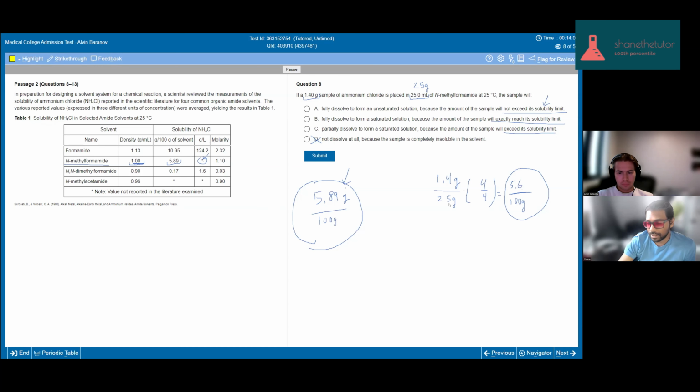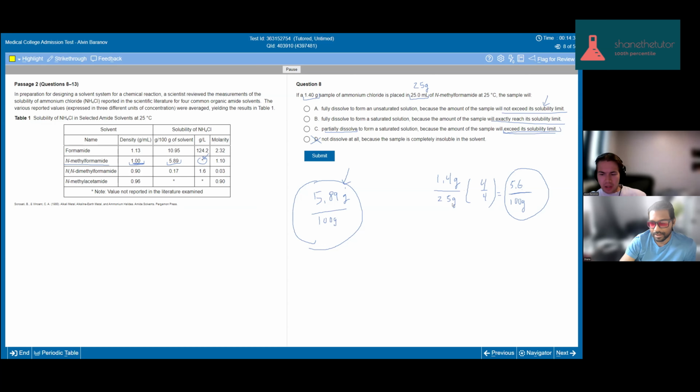But even if we didn't know that, right? If we didn't know that, this ends up being something that does not exceed the solubility limit, intrinsically. For each of these choices, if something exceeds its solubility limit, it should not dissolve. So this part is not consistent with this part.